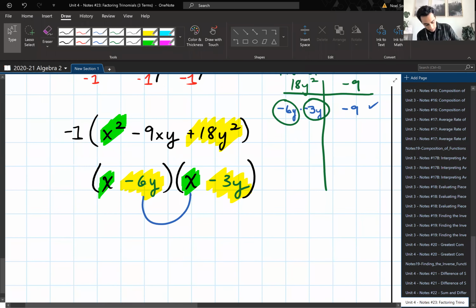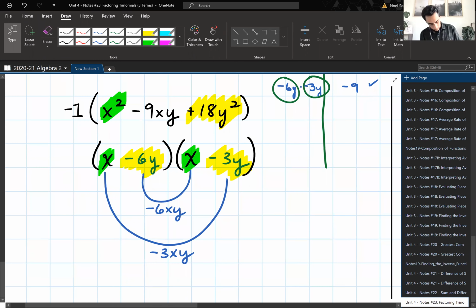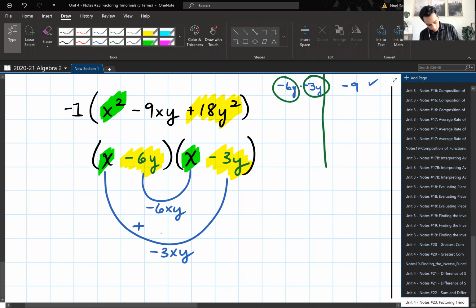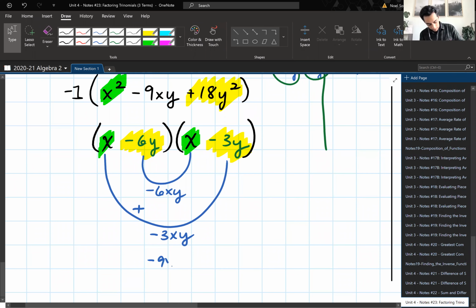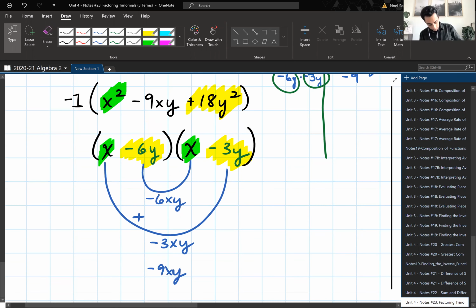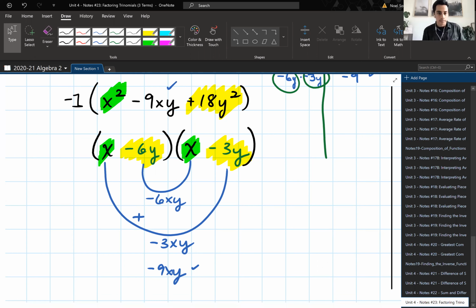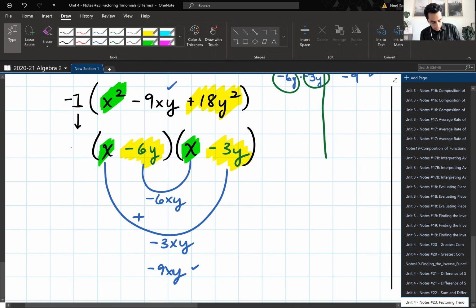So -6y times x, that will be -6xy. X times -3y will be -3xy. If I add these two terms, -6xy and -3xy adds up to be -9xy. So that checks out to be the middle term I was looking for. Before I box this, what do I need to bring down? Correct. Bring down the -1.